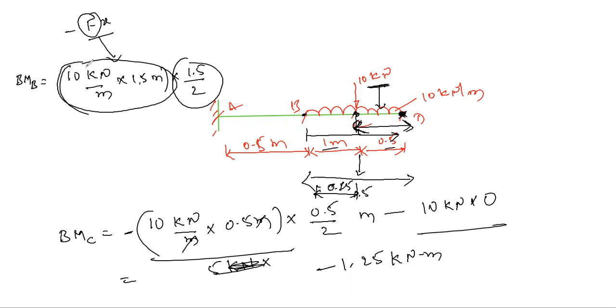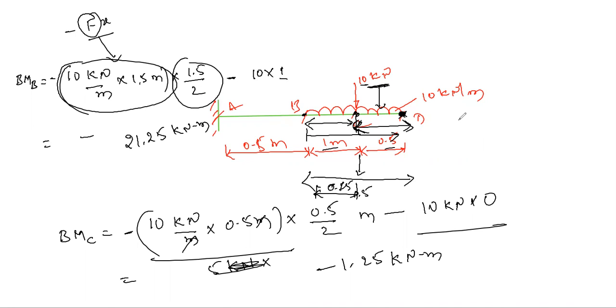Clear? Apart from this, since it is bending moment, it is negative. Next, we have one more load, 10 kilonewton, which is acting at a distance of 1 meter from B. So it is minus 10, the force, that is the point load, into the distance of 1 meter. If you simplify this, you will get minus 21.25 kilonewton meter. I hope it is clear.